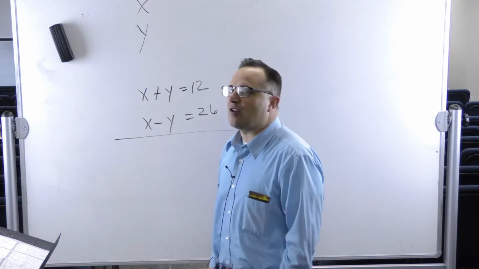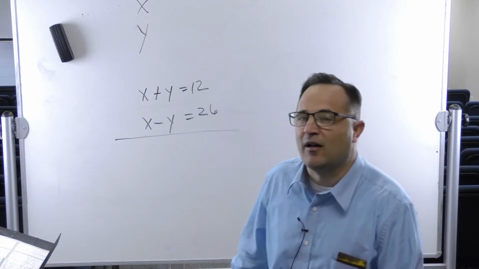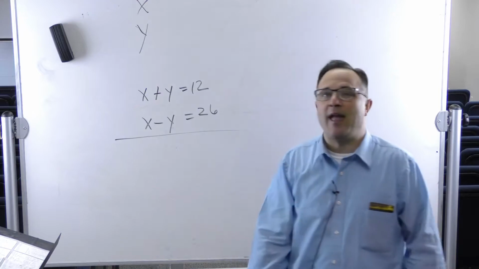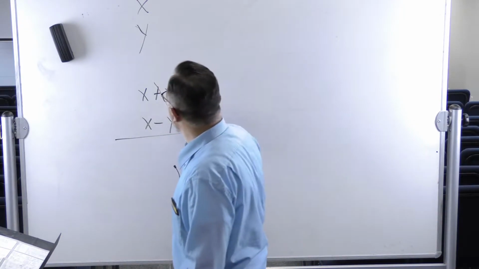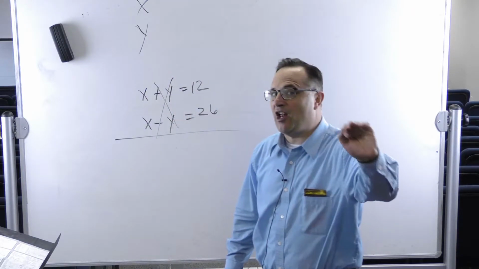So now let's do this. It's already set up for us because you have one that's a positive y and one that's a negative y, so those will cancel out. You stack these on top of each other. This already cancels out without any changing at all.